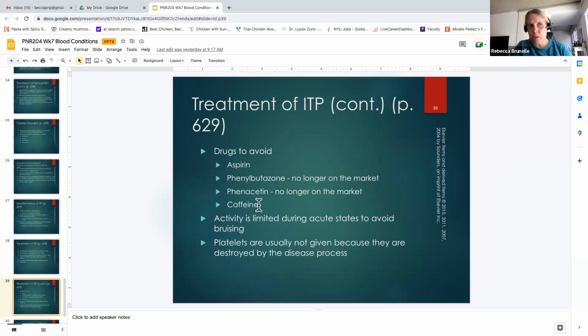These are a list of drugs to avoid. I think that I would recognize them, but 2 of them on here are no longer on the market. So you're not going to be giving these medications because they're not available, but they're both NSAIDs that decrease platelet aggregation. So they work similar to aspirin, but they're no longer used. But they're in your textbook, so I'm going to keep them on the slide. But the ones that, in clinical practice, you need to pay most attention to are aspirin and caffeine. Both of these medications decrease platelet aggregation so the platelets can't stick together. So if you already have a low platelet count, these would make the bleeding even worse.